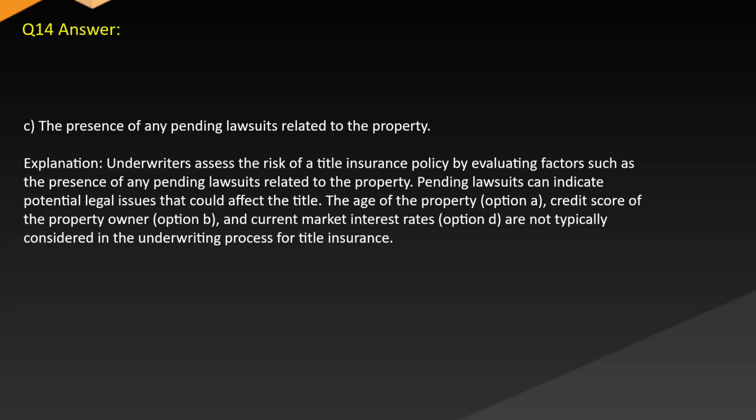Answer. C. The presence of any pending lawsuits related to the property. Explanation. Underwriters assess the risk of a title insurance policy by evaluating factors such as the presence of any pending lawsuits related to the property. Pending lawsuits can indicate potential legal issues that could affect the title. The age of the property, option A, credit score of the property owner, option B, and current market interest rates, option D, are not typically considered in the underwriting process for title insurance.